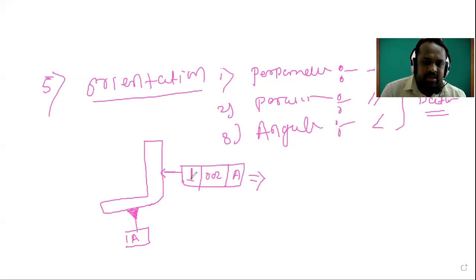This symbol indicates perpendicularity. This indicates the tolerance zone, and this indicates the datum. Then how to read it? This surface should be perpendicular to this surface. Okay, the perpendicularity should be within a tolerance of 0.02 micron with the datum A. See, this is the reference point. It is called the datum. Okay, so understood?